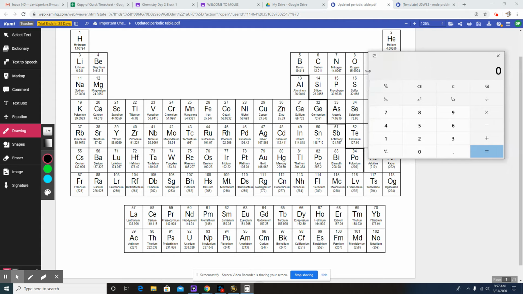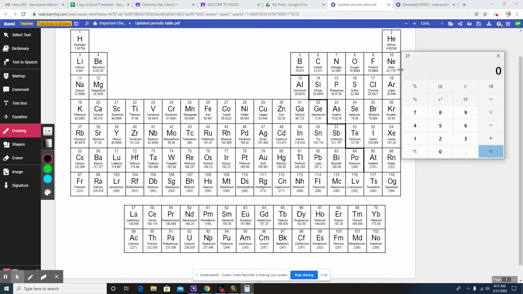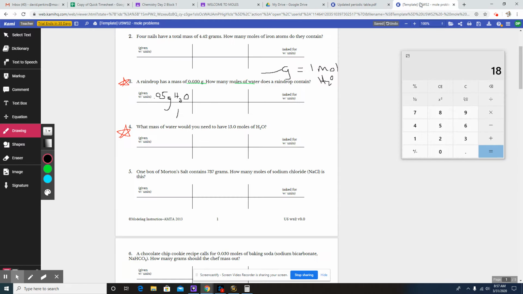So H2O, 2 hydrogens. Hydrogen both have a mass of 1, so 1 plus 1 equals 2. I'm going to add that to 1 oxygen, right? Because it's H2O, so 2 hydrogens, 1 oxygen. 1 oxygen is 16, so I add that to 16. I get 18. So 18 grams are in 1 mole of H2O. Okay, 1 mole of H2O is equal to 18 grams.